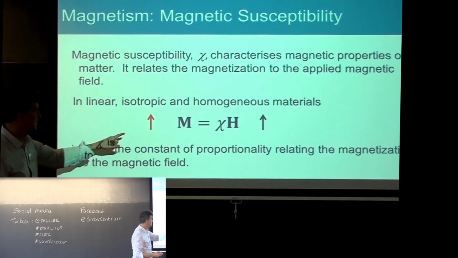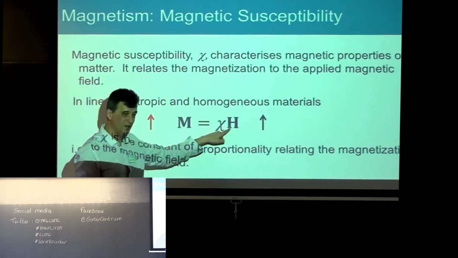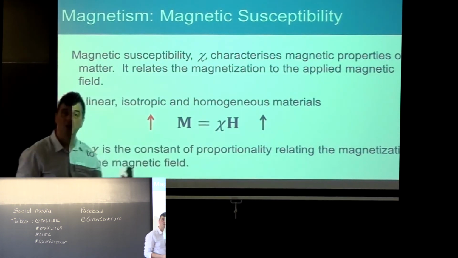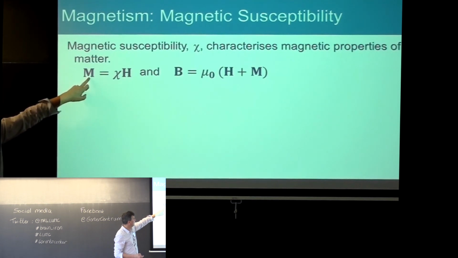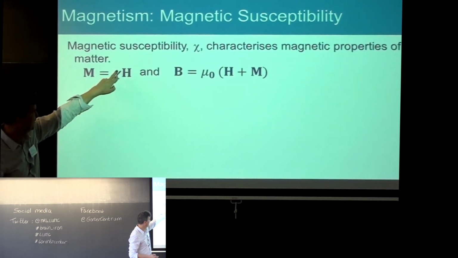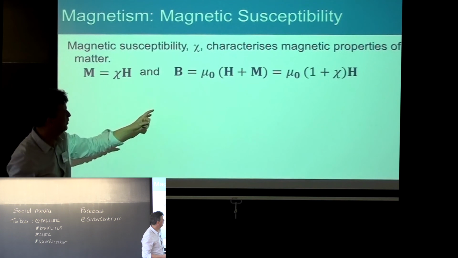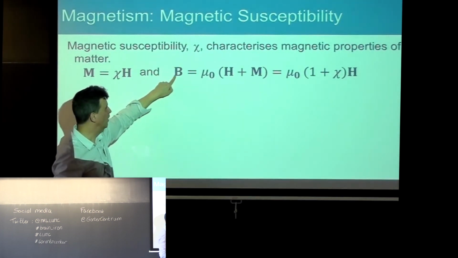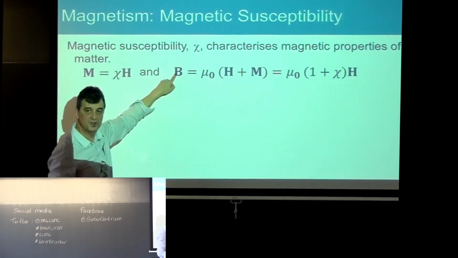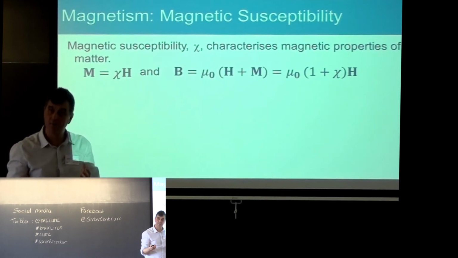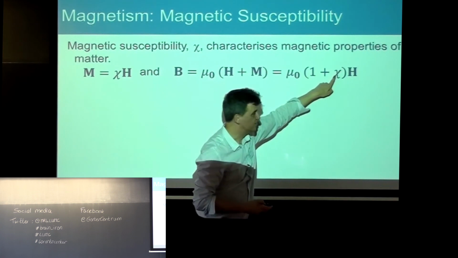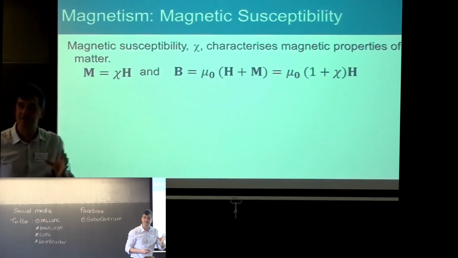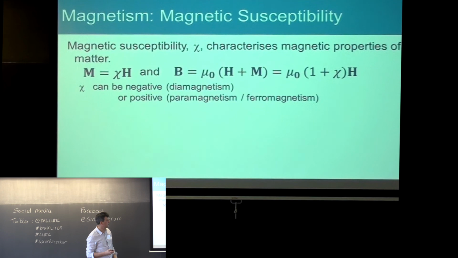So we should remember the magnetisation is a vector, and it's generally, in these simple systems, parallel to the applied magnetic field. So the magnetisation depends on the field via this constant proportionality. The thing we're interested in for NMR and MRI is the B field, which dictates the NMR resonant frequency, and that also depends on the susceptibility. So it's going to affect the NMR signals that we measure.